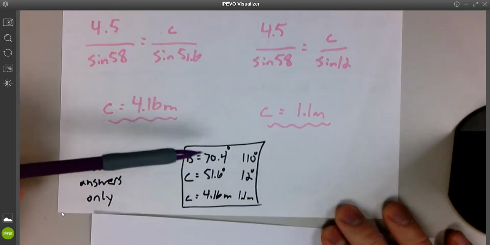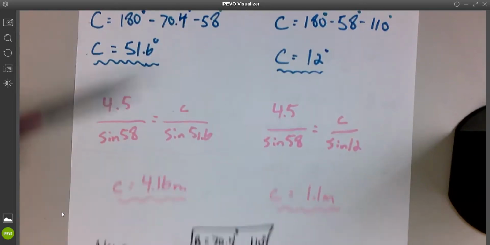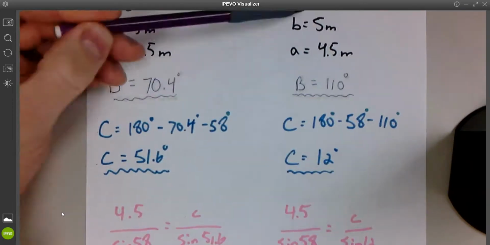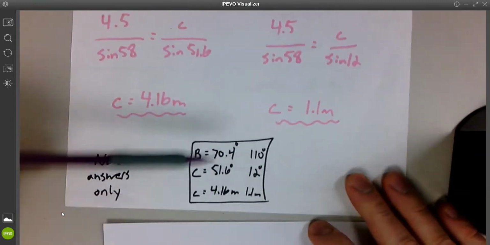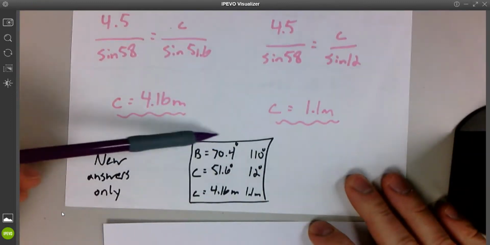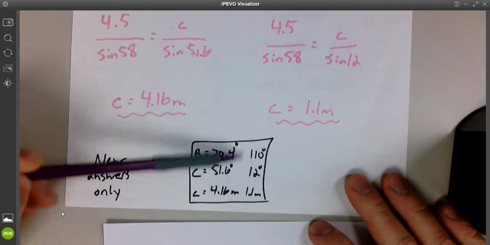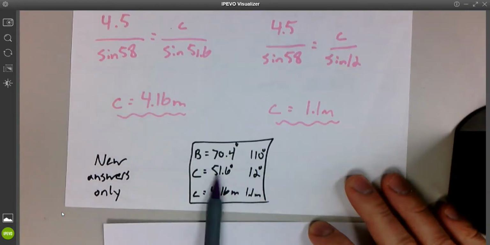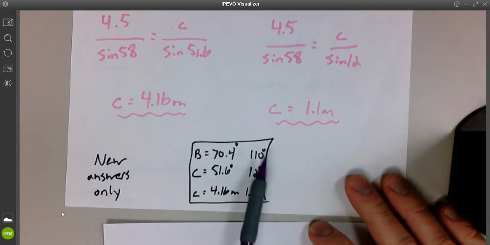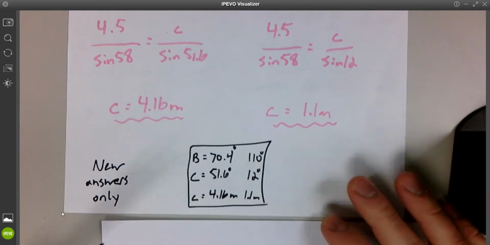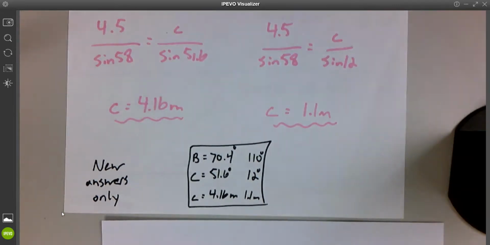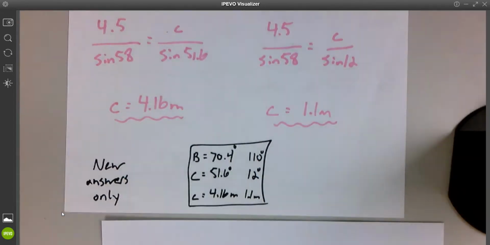And make sure one goes with the other. You're not intermixing the two, because we got 3 answers from the left side and 3 answers from the right side. So here are my answers from the left side, all grouped together, and then 3 answers from the right side. Sometimes students start flip-flopping these, like 70.4, 12, 4.6, 110, 51.6, 1.1. They get them flip-flopped, and that doesn't show me you exactly know what these triangles are. So keep them in line.